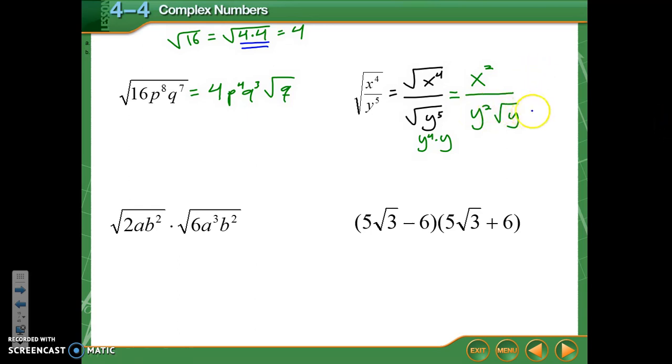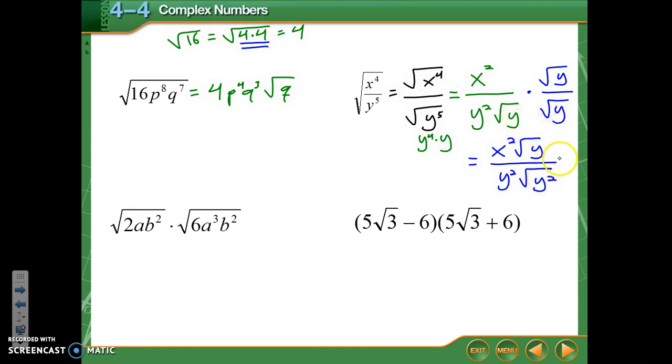But this is not fully simplified because I'm not allowed to leave radicals in the denominator. So I need to give this y another pair, or its partner, so that it can become a perfect square. But since this is not an equation, it's a fraction, I need to multiply by 1, right, so that I don't change the value. So I'm going to multiply the numerator and the denominator by the square root of y. So in the numerator, I'm just going to get x squared times the square root of y. And in the denominator, I get y squared times the square root of y squared, right?